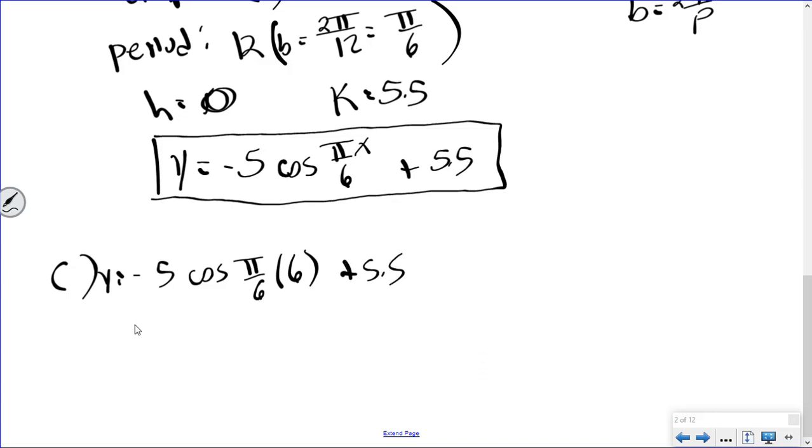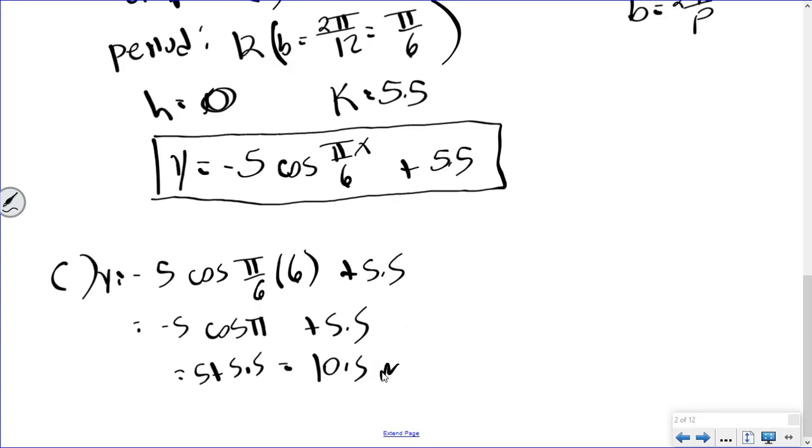So if we simplify that, negative 5 cosine of pi plus 5.5. So the cosine of pi is -1, right? So -1 times -5 is +5 plus 5.5, and they are at a height of 10.5 meters.